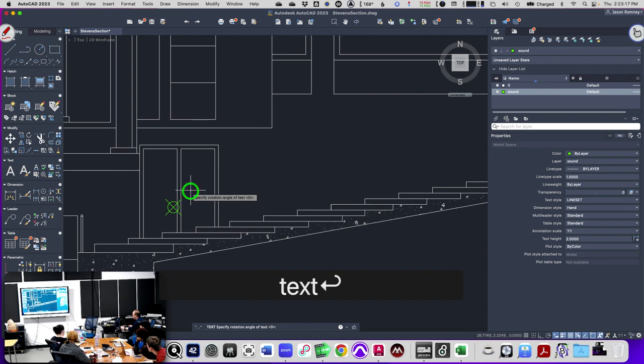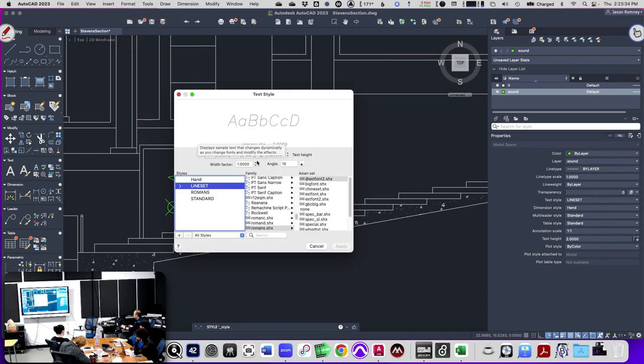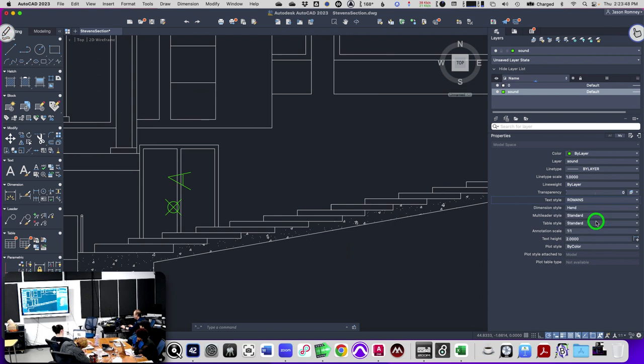I'm going to turn my polar tracking on. I'm going to call this seat A. That's weird. I don't know why it's rotated like that. That's kind of weird. Let me try that again.